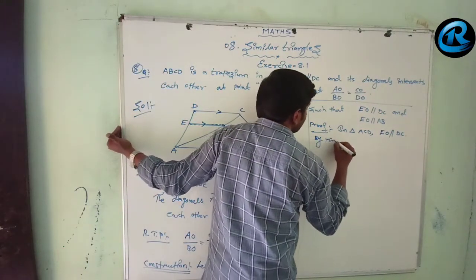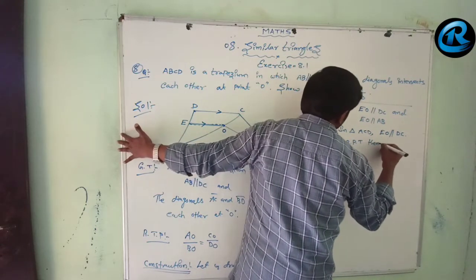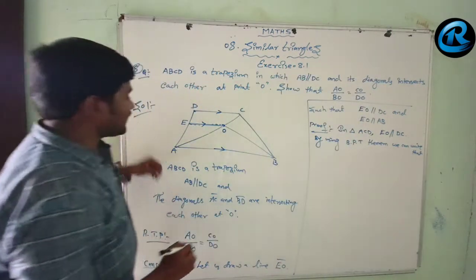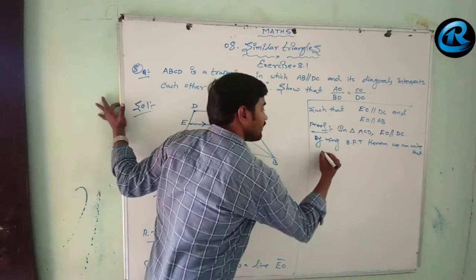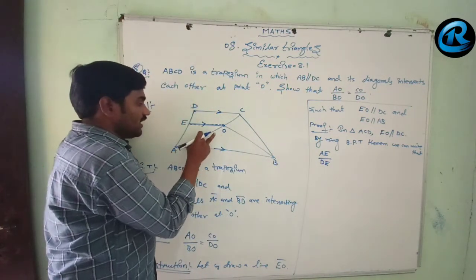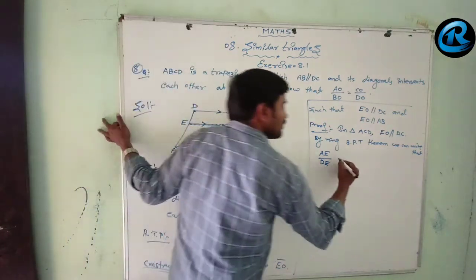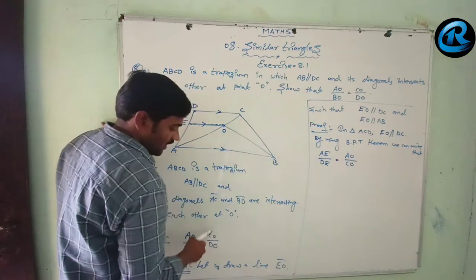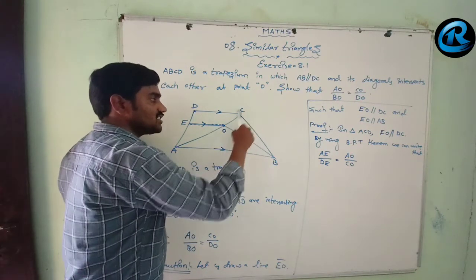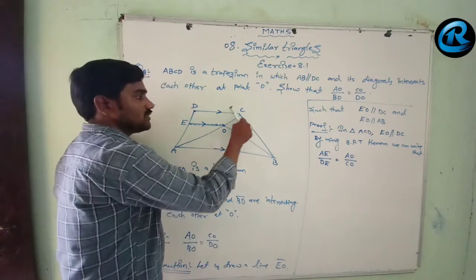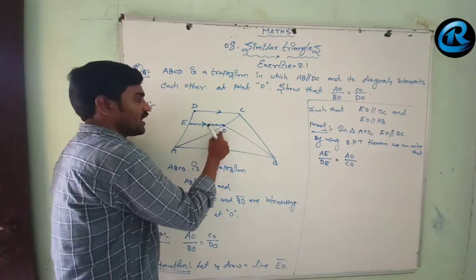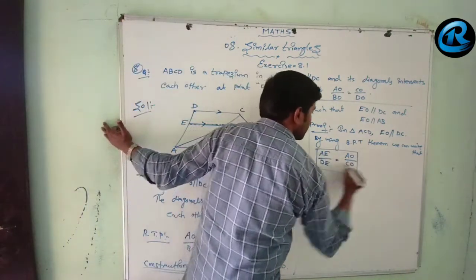So by using BPT theorem, we can write that AE by ED, AO by CO. Because we need CO, not OC. The AO distance or OA distance is the same, and OC distance or CO distance is also the same. So AO by CO, here AE by ED, then AE by DE we have written, and AO by CO we have written. This is equation number 1. Keep it as equation number 1.